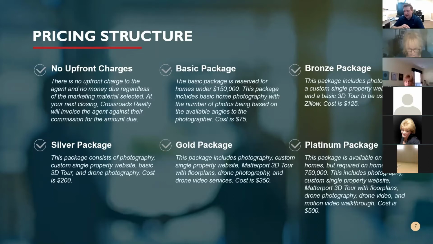And then finally, the Platinum package. It's available on all homes, but it's required on homes over $750,000. So if you get a listing over $750,000, this is just going to apply automatically. And this is literally everything we can throw at a property, right? So we have the photography, custom single property website, Matterport 3D tour with floor plans, drone photography, drone video, and then we add in the motion video walkthrough, which brings an entire camera crew on site and does video walkthrough to coincide with the motion Matterport 3D tours. And the cost of this is $500.